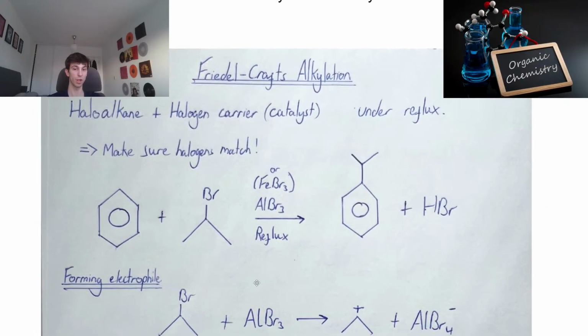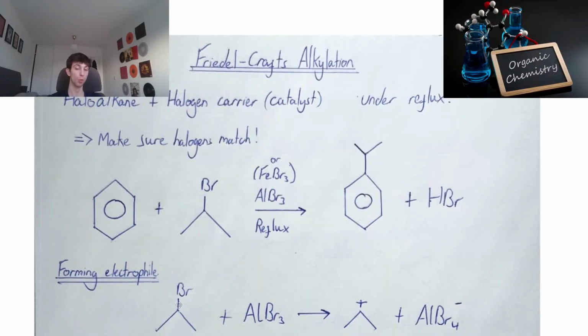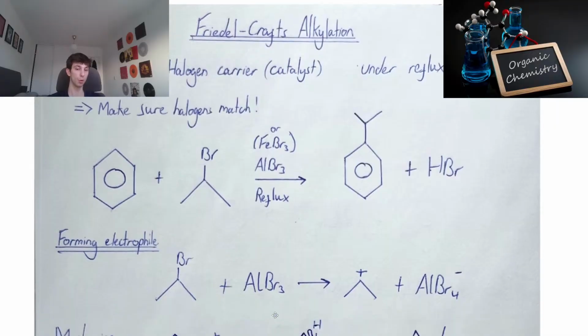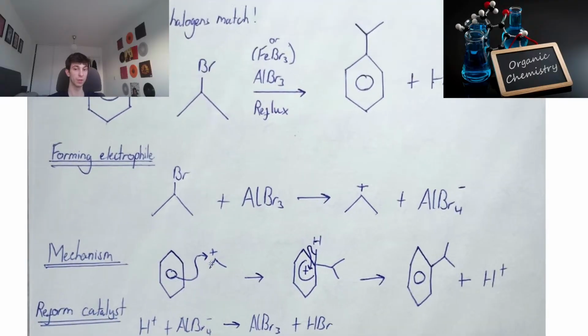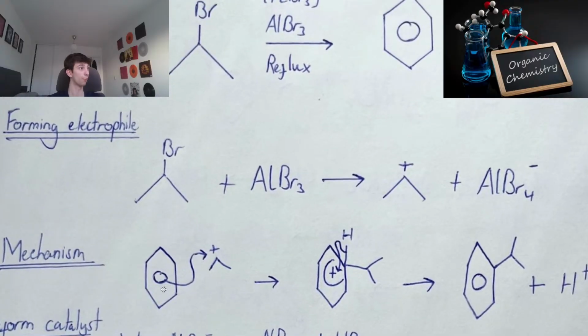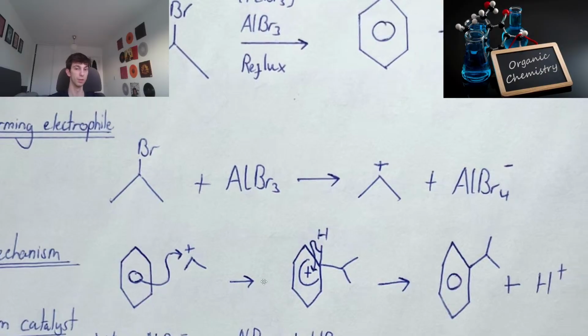So forming an electrophile, guys, we would have our 2-bromopropane plus our aluminium tribromide. We would form that electrophile that we need, and we would have our AlBr4 minus. So we get that positive charge and that negative charge, and now we have that electrophile that we need for the reaction. So going through the mechanism, guys, we go curly arrow from that delocalized ring of electrons in our benzene to that electrophile, so to that positive charge.